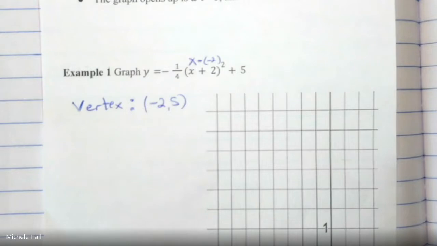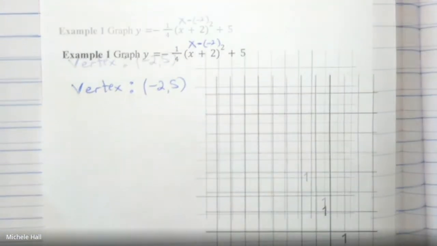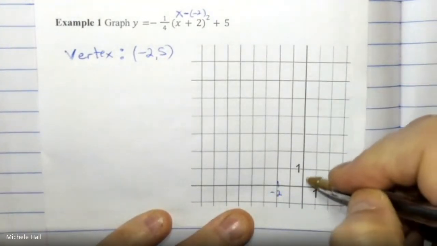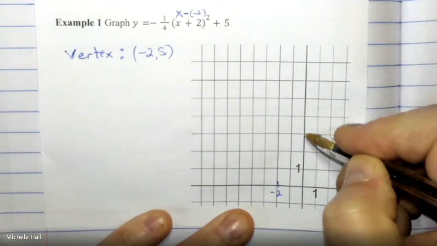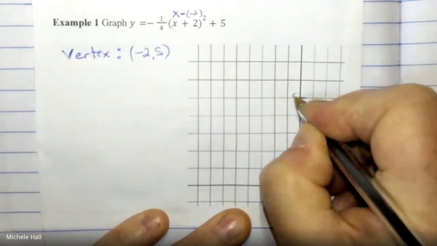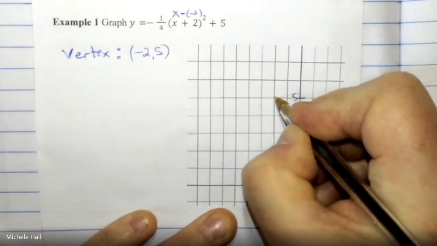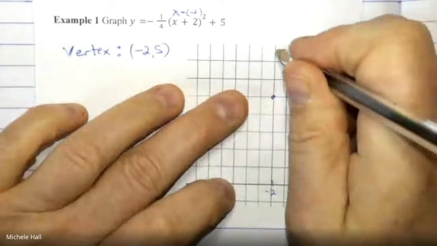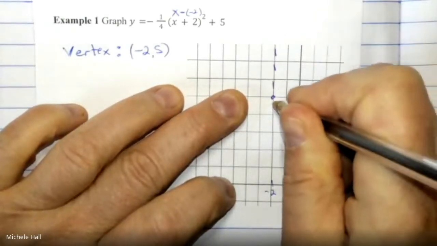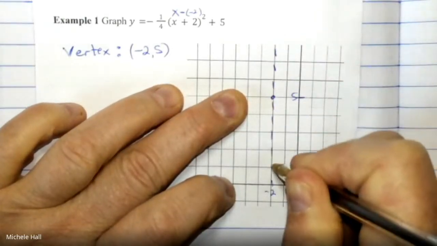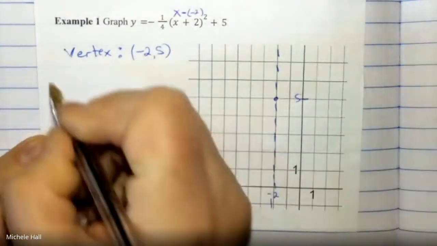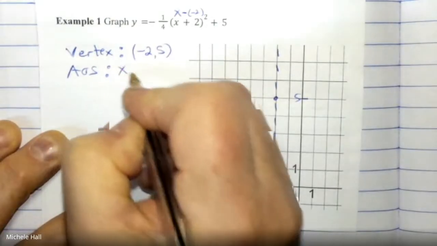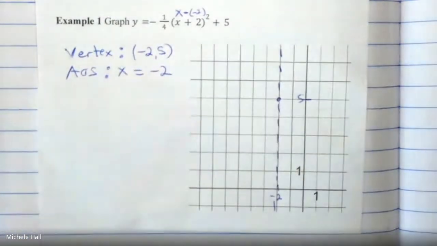So I go to negative 2, positive 5, and I put my vertex. If I have my vertex, I know the AOS, the axis of symmetry, has to go right down through there. The equation of a vertical line is x equals a number. So x equals negative 2.